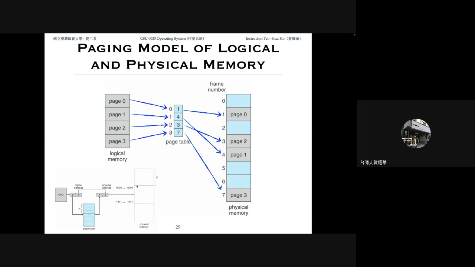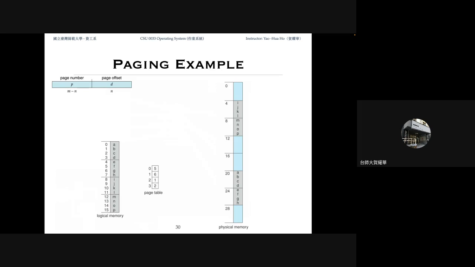Once you have the page to frame, the next thing is you want to find the offset. Say the page size is 2 to the n, and the logical address space is 2 to the n. In this case, n is 2, so the page size is 2 to the 2, which is 4 bytes.